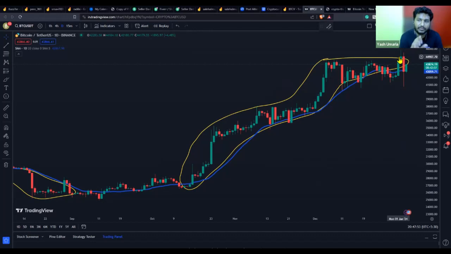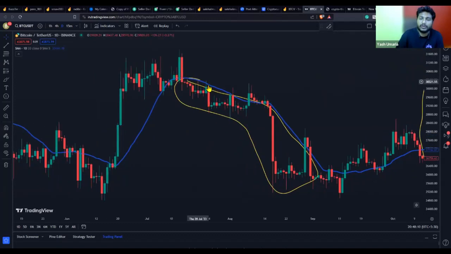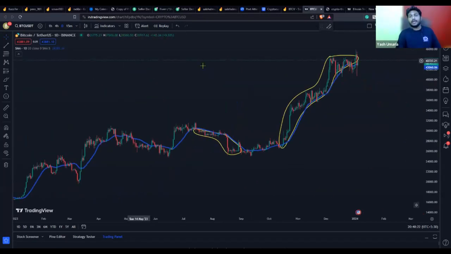Okay, if the Bitcoin price is above the 20-day moving average, that means the sentiment of the market is bullish. Everyone wants to buy. If the price of Bitcoin is below the 20-day moving average, then the sentiment of the market is bearish. That means everyone wants to sell. That's it. Now, depending on that, can we create a chart or a table?